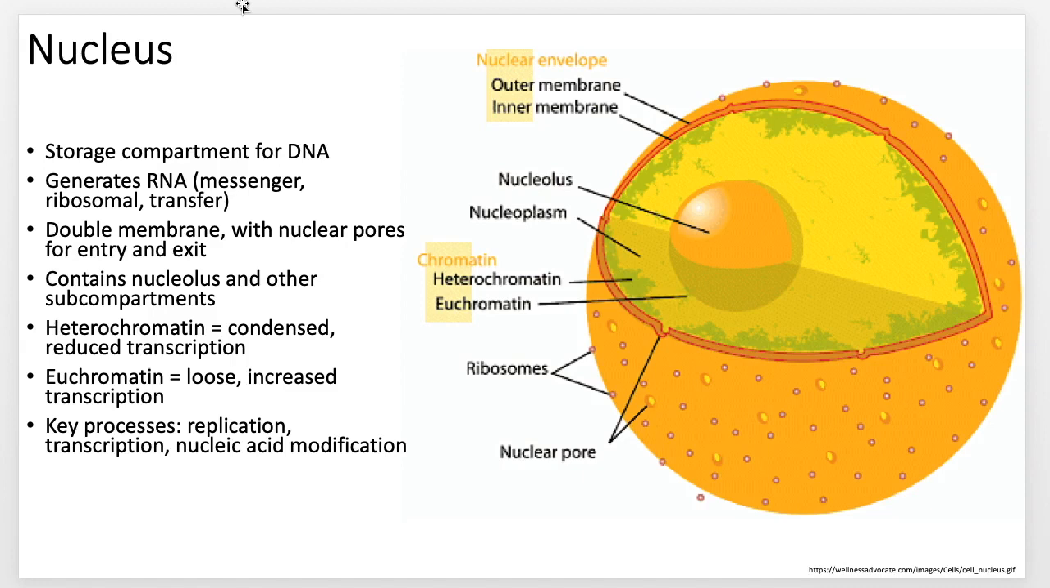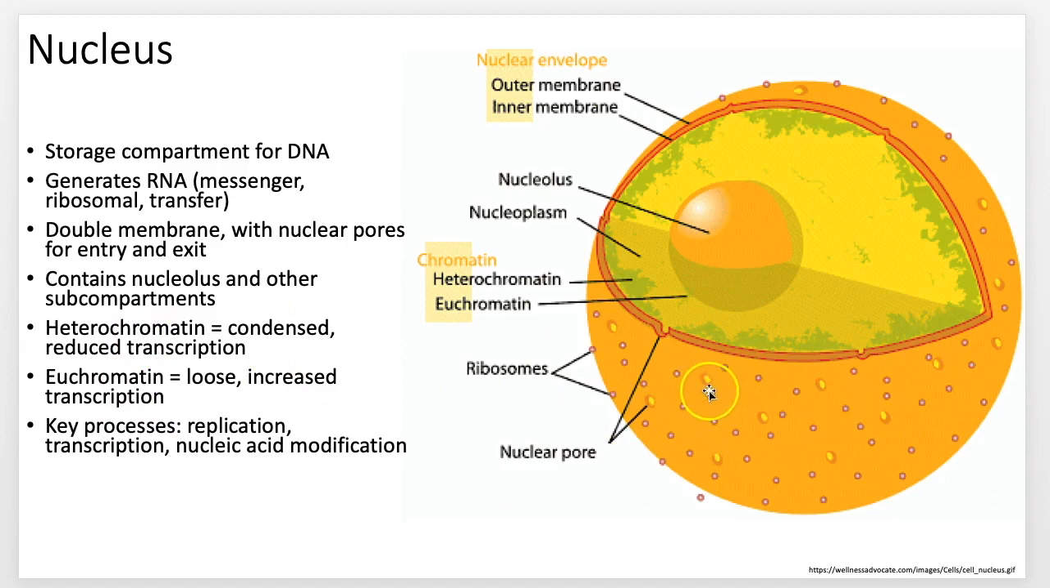So that's basically the function of the nucleolus. But there's other subcompartments as well. The main job of the nucleus is to store DNA, though. And I picked this picture. It's not the highest quality picture here, but I do like it because it's emphasizing two things that I wanted to mention. Heterochromatin versus euchromatin. I don't like those terms, but I do want you to be exposed to them.